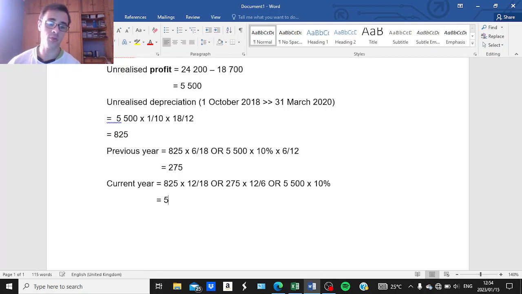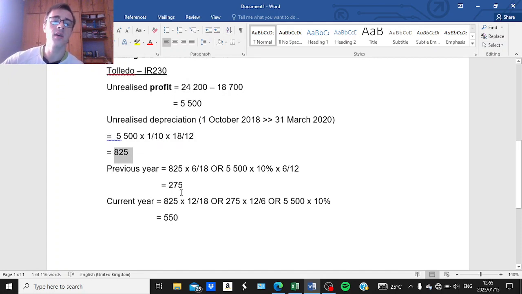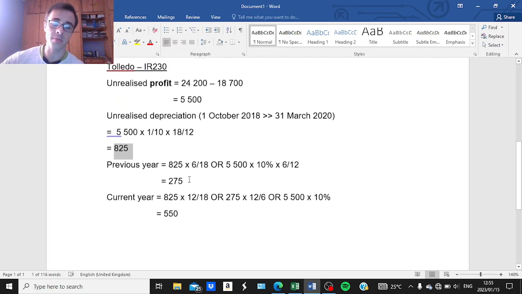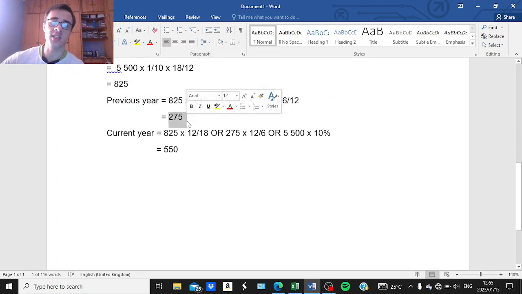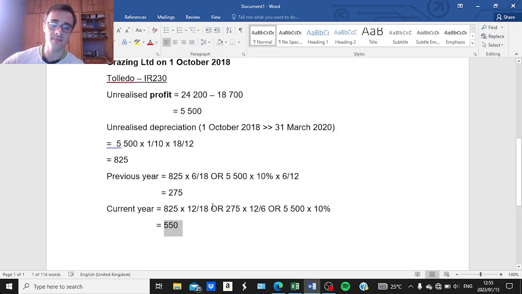And this will give you 550. So of this amount of 825, which must be eliminated on the Toledo equipment, 275 is in respect of the previous year, and 550 relates to the current year. Okay, as I've said previously, we will finish all our calculations, so let us finish the second equipment's calculations, and then we will process the necessary journal entries.